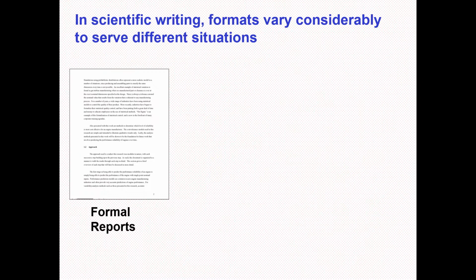In scientific writing, formats vary considerably to serve different situations. For example, if you're asked to write a formal report, the format of the formal report would be like this. You can see it here. It should be in a single column and in double line spacing. That's the format of a report.